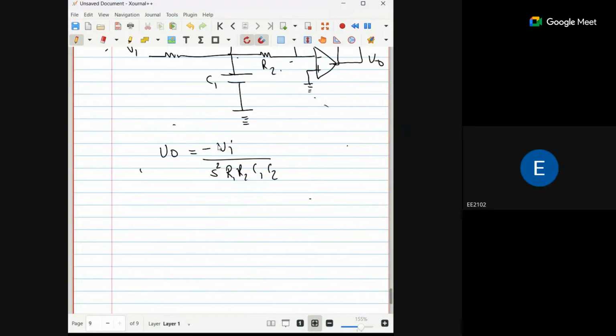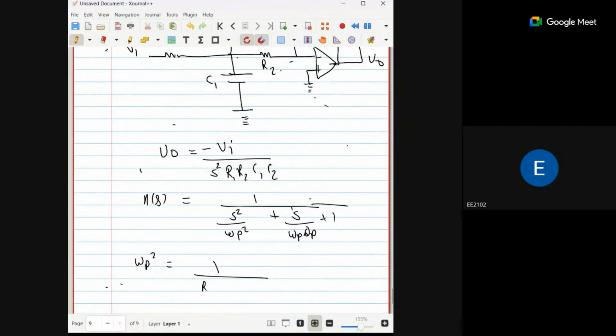And the value of H(s), that signal, can you tell that also? H(s) equals 1 upon S square upon omega p square plus S upon omega p Q p plus 1. And here the value of omega p square is 1 upon R1 R2 C1 C2. Yes, that is correct.